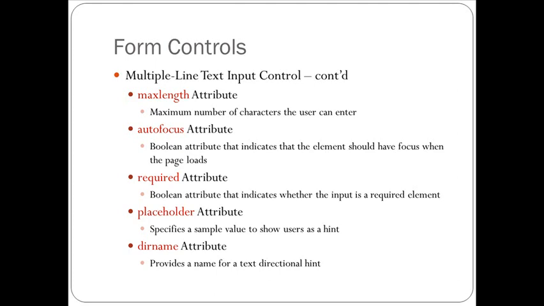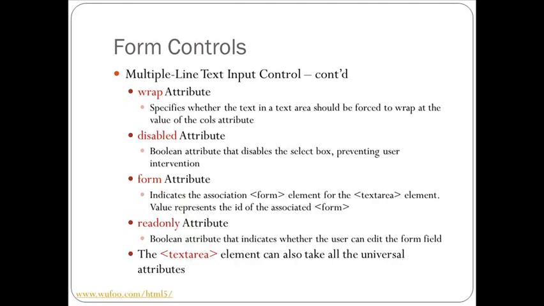It provides a name for the text directional hint, whether it's reading or writing from right to left or left to right as we do. The wrap attribute, which I'll talk about here in just a few minutes in a little bit more detail, just determines how the lines wrap within the actual text box itself or text area itself. Disabled, which is a boolean attribute that disables the select box, preventing the user from intervention.